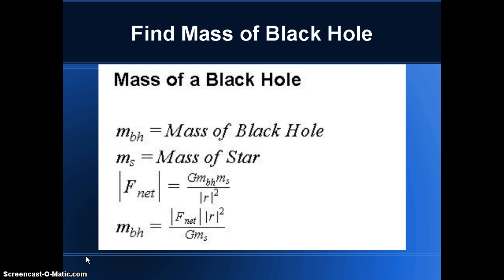Finally, we have to talk about finding the actual mass of the black hole. As we know, net force is equal to the gravitational constant times the mass of the black hole times the mass of the star divided by the magnitude of the radius squared. We can change this around to find that the mass of the black hole is equal to the magnitude of net force times the magnitude of the radius squared divided by the gravitational constant times the mass of the star.